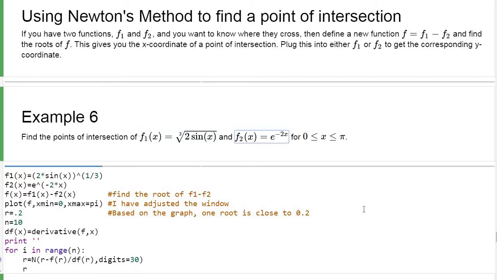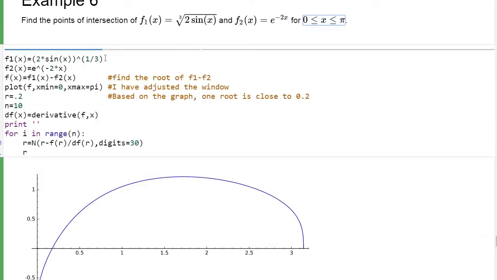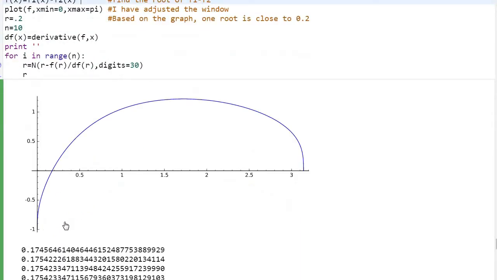Okay, so here's an example. Here's my first function. Here's my second function. I want to see where they cross in this window between 0 and pi. So I define the 2 functions, f1, here's f2. I define the new function f, which is f1 minus f2. I plot this new function, and in this example I only care about 0 to pi, so I just plotted from 0 to pi. I can see that there's 2 x-intercepts here. There's this one, which is close to 0.2, and there's this one that's actually pretty close to pi, like 3.1 something.